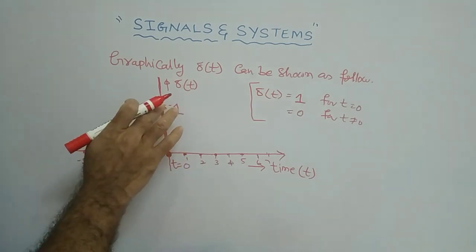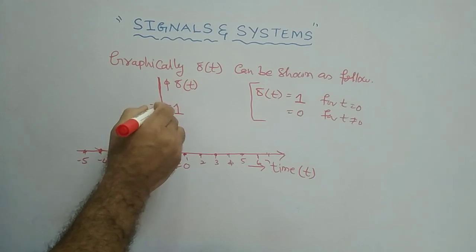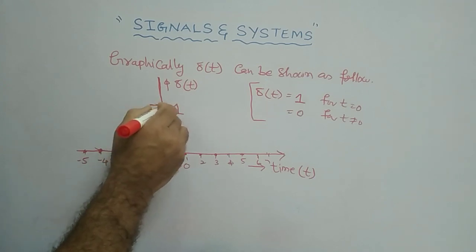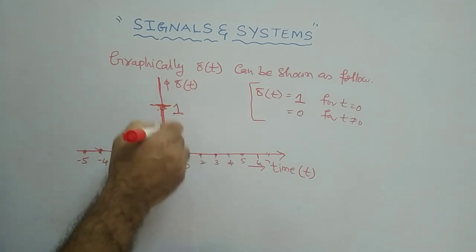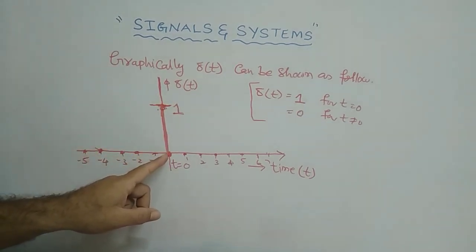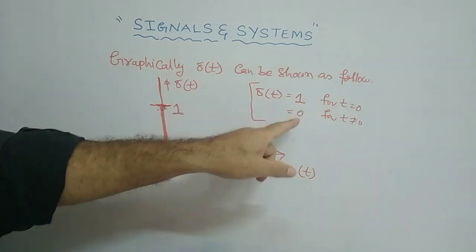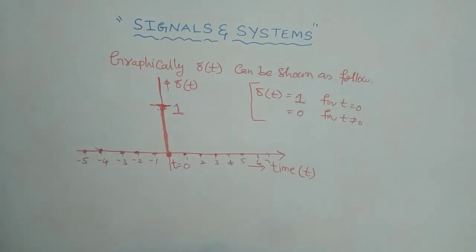Or simply you can represent it like this. So here the magnitude value, delta of t value, is 1. So it is limited to 1 itself. Again, the width is 0 here also, and at t equal to 0, the delta of t is 1, and for all other values of time, it is 0. That is what the unit impulse function is. Very, very important, unit impulse function.